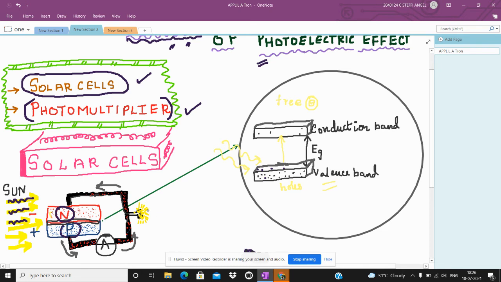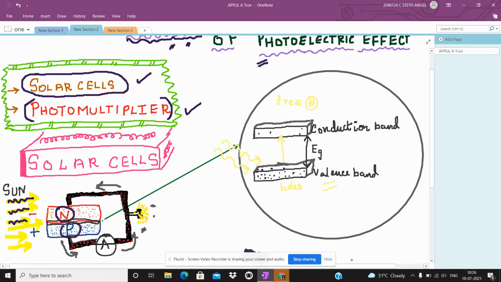And if we keep a bulb or a small load, a resistance, here, like an LED or something, it will get heated up in case of a small resistance, or we can say that the bulb will glow.